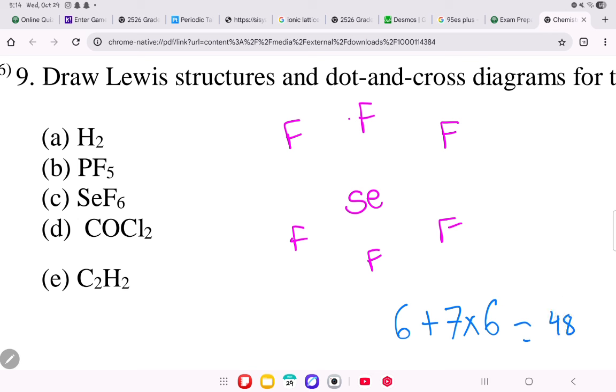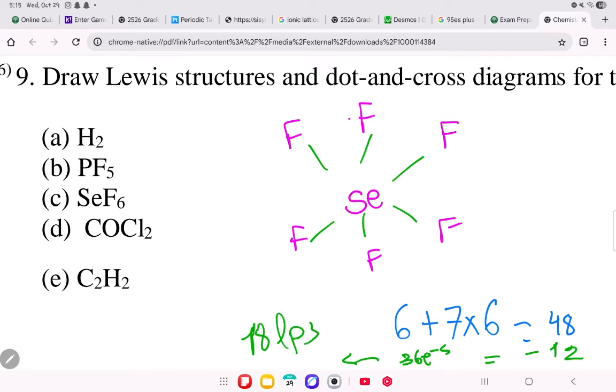Now, we join all of the atoms to the central atom by a single covalent bond. So how many electrons did we use? We used 6 times 2, which is 12. So now it's going to be 48 minus 12, which is 36 electrons. If you divide that by 2, you will get 18 lone pairs.